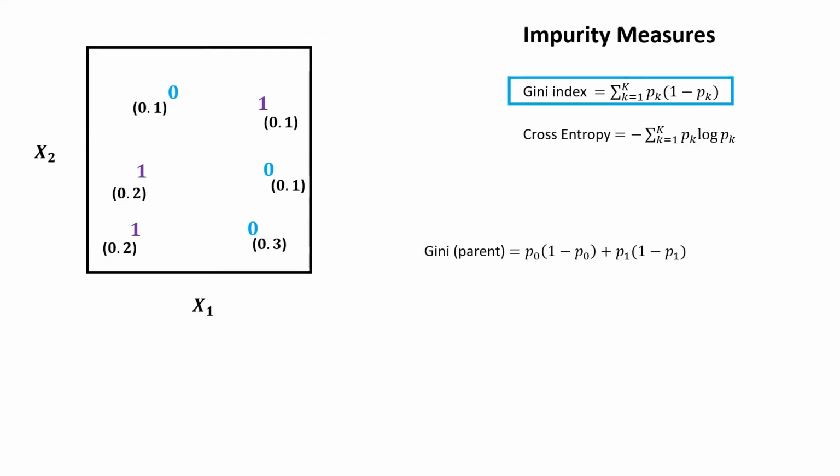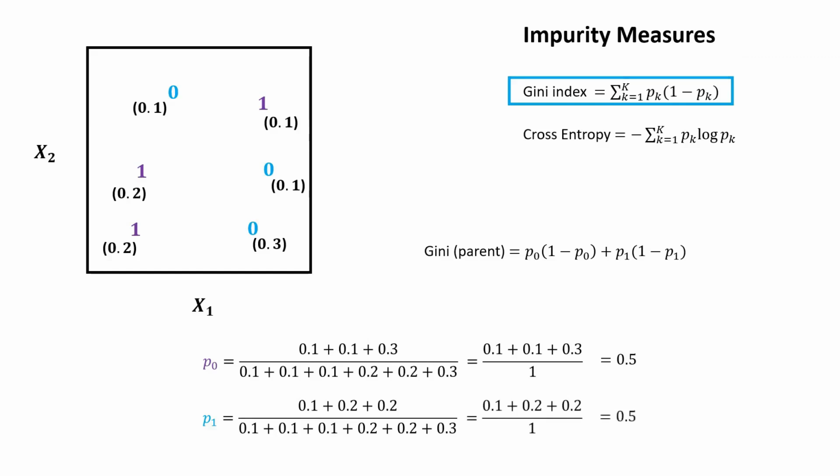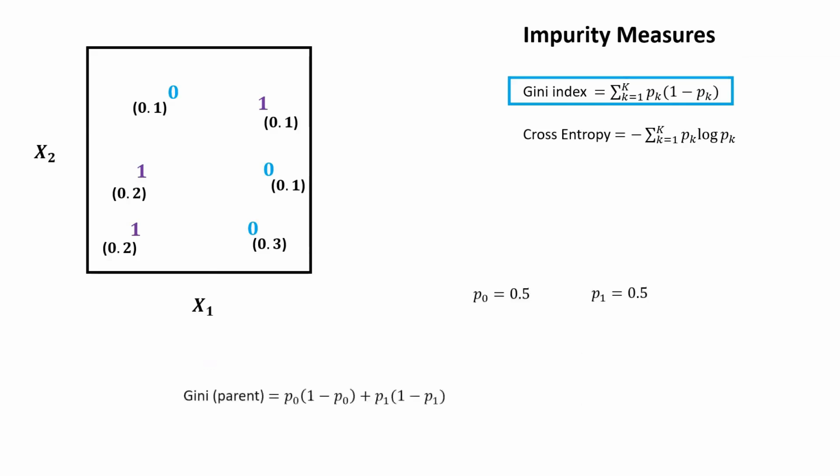Let's start with the parent node. The proportion of examples of class 0 in this node is the sum of all the weights associated with that class divided by the sum of weights for observations of all classes. Since the weights are normalized for the decision tree, the sum of all the weights is just equal to 1, and the probability is 0.5. The probability of class 1 is the sum of all the weights for class 1 divided by the sum of all the weights again. We get 0.5 again for the probability of class 1, and then all we need to do is plug and chug into the formula for the Gini index.